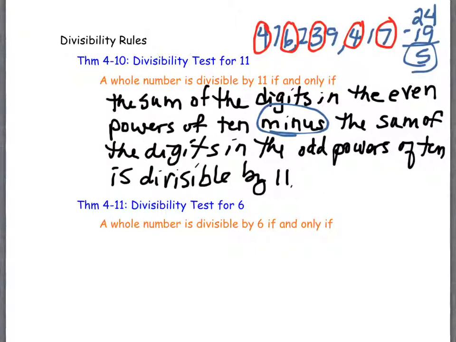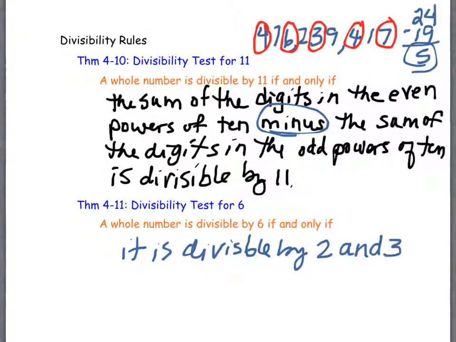Okay, divisibility test for 6 says the following. A whole number is divisible by 6 if and only if it is divisible by 2 and 3. Why should that work? It seems reasonable anyway, because 2 times 3 is equal to 6.